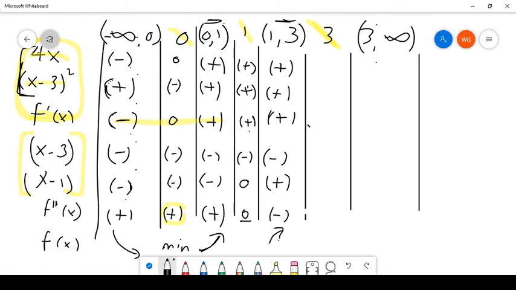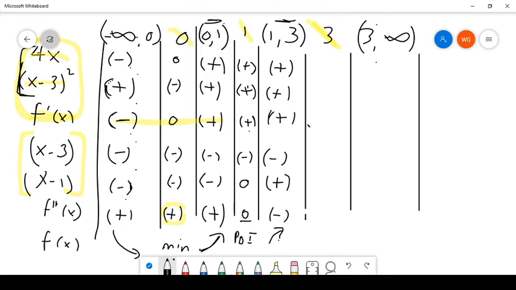So guess what? We must have a point of inflection, I should say. A point of inflection where x is equal to 1. Point of inflection. Okay, point of inflection. All right, interesting. Now let's go to 3.